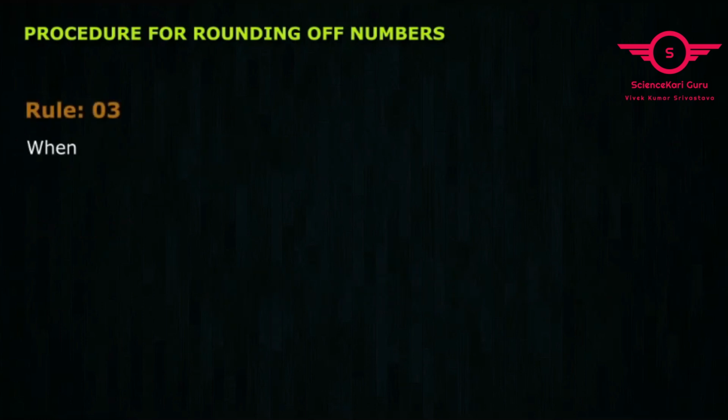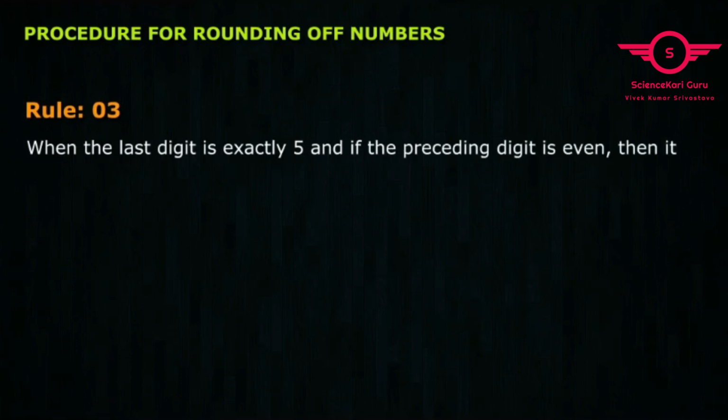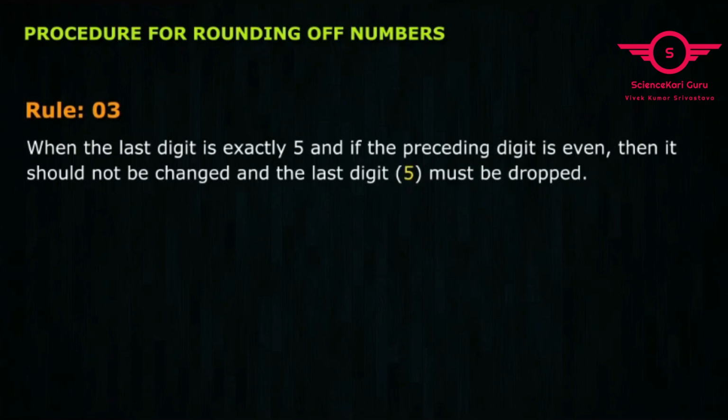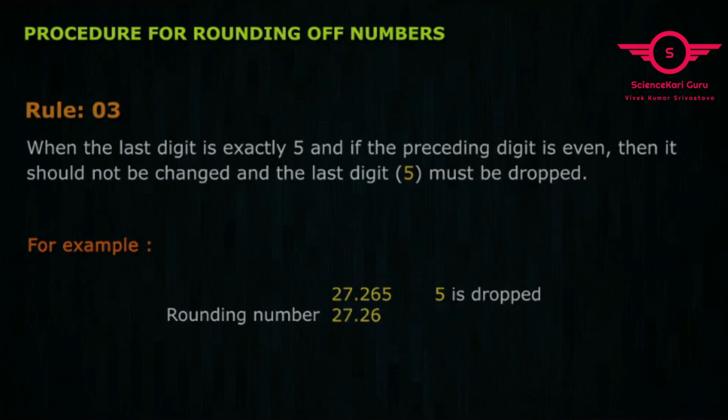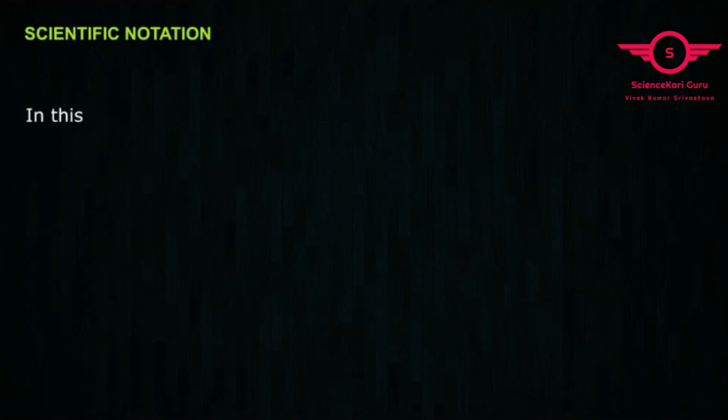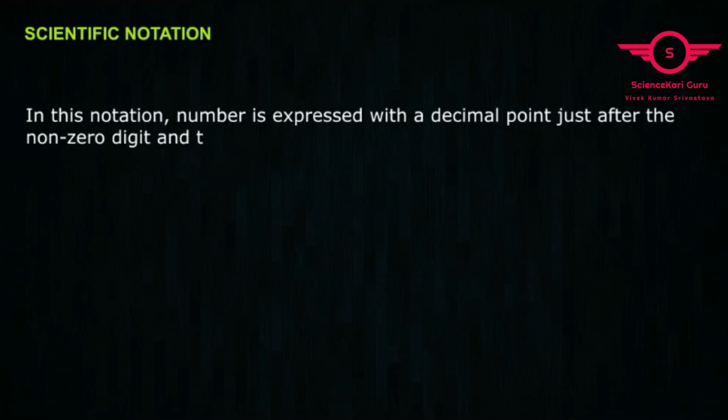Rule 3. When the last digit is exactly 5 and if the preceding digit is even, then it should not be changed and the last digit 5 must be dropped. For example, see the number 27.265. 5 is dropped as the last digit is exactly 5 and the preceding digit is even. Hence, rounding off the number to 27.26.